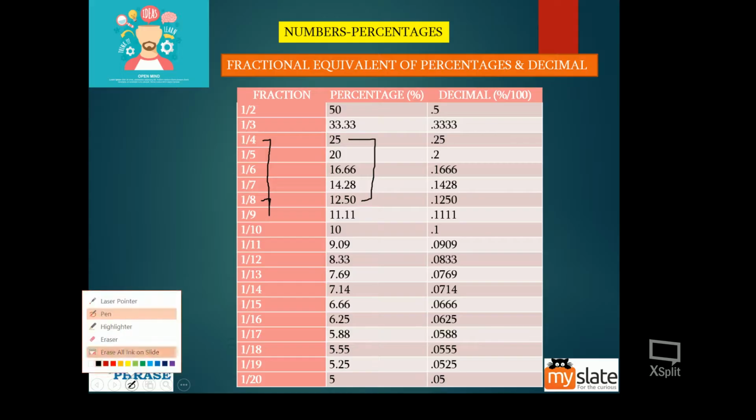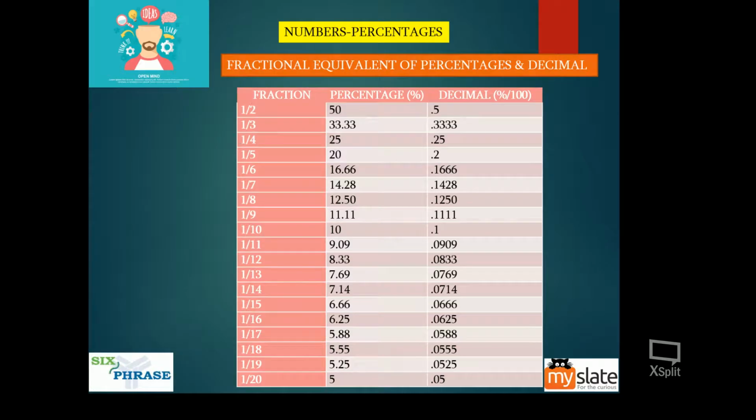Now again, what is 1 by 10? 1 by 10 is half of 1 by 5. Now what is 1 by 12? 1 by 12 is half of 1 by 6. 1 by 6 is 16.66, half of that is 8.33. Again 1 by 12 you can remember like that, and 1 by 14 is half of 1 by 7. So 14.28, what is half of 14.28? You get 7.14. 1 by 16, guys, is half of 1 by 8, so 1 by 8 is 12.5, so 1 by 16 will be 6.25.